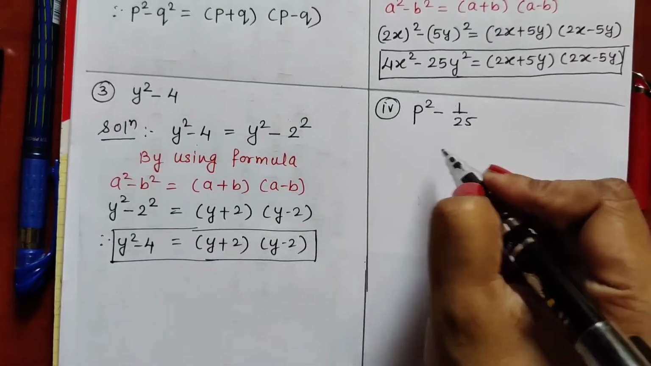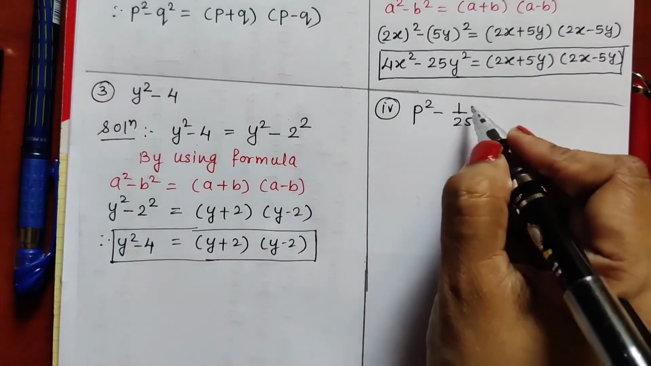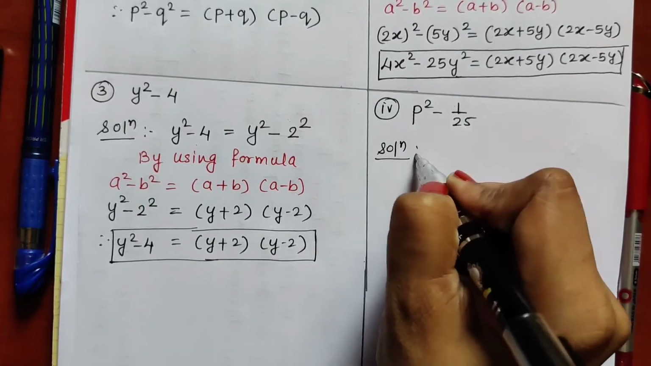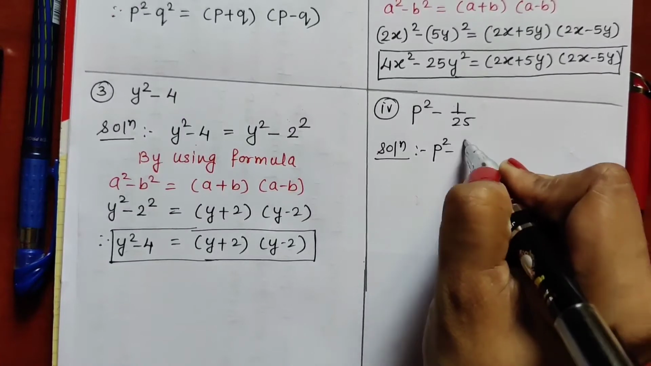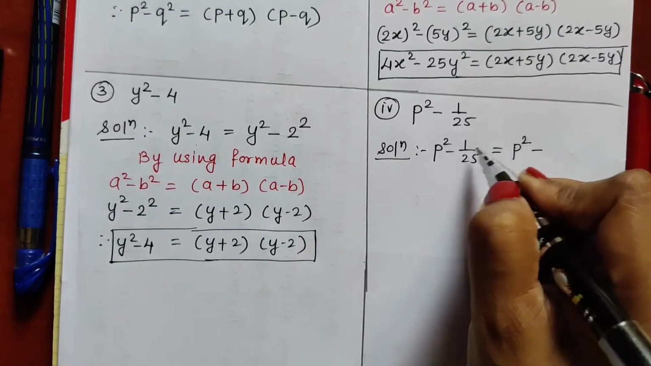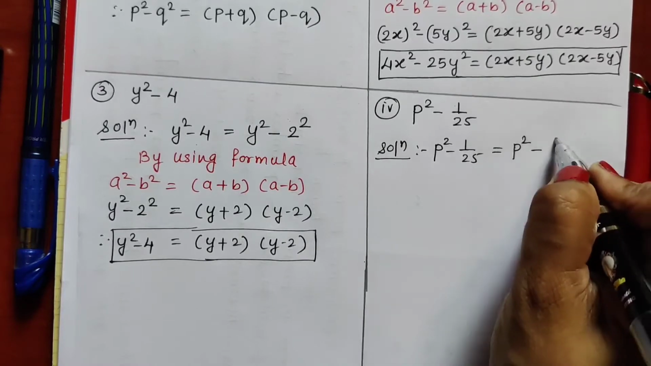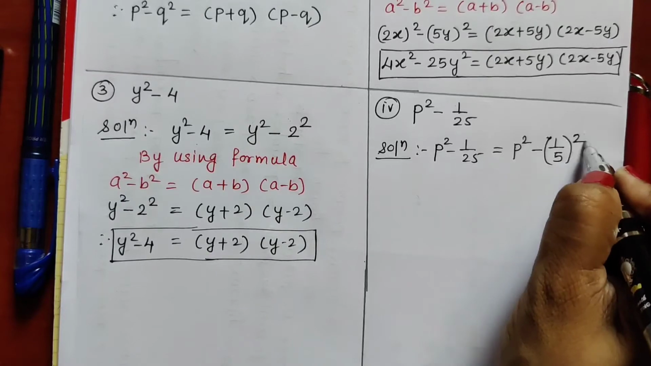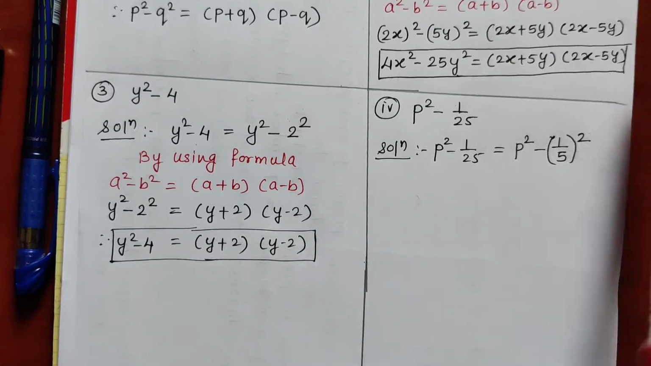Now see this fourth sum, p square minus 1 upon 25. First convert this properly into perfect squares. p square is a perfect square, minus 1 upon 25. 1 is the square of 1 and 25 is the square of 5, so it should be written as (1 upon 5) whole square. Now we write by using the formula.